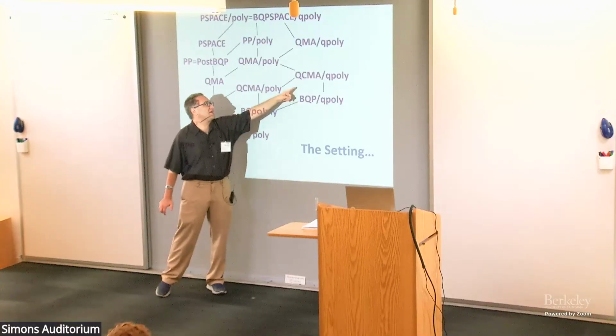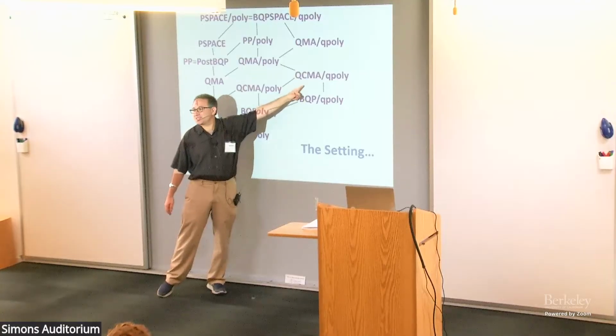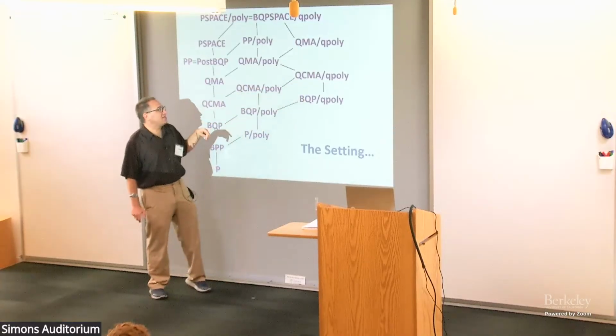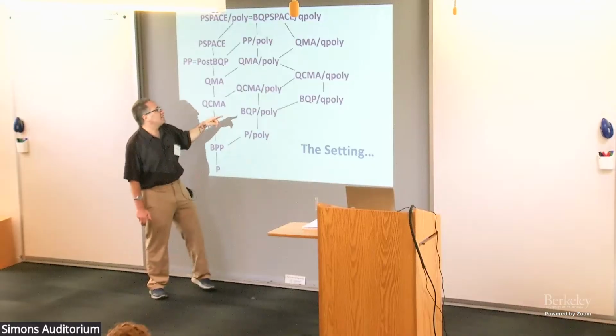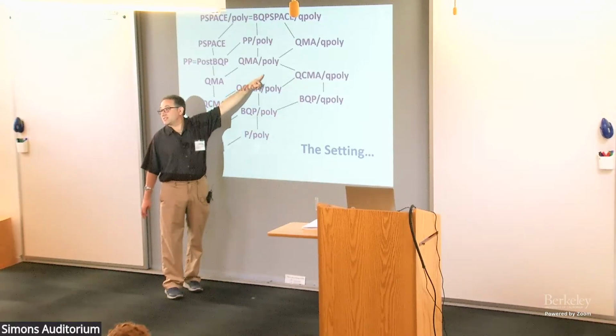You can combine witnesses and advice. So QCMA/qpoly means you get quantum advice, which can be trusted, and you also get a classical witness, which can depend on the input, but which can't be trusted. Andy Drucker and I proved in 2010 that actually these classes are even in QMA with classical advice.